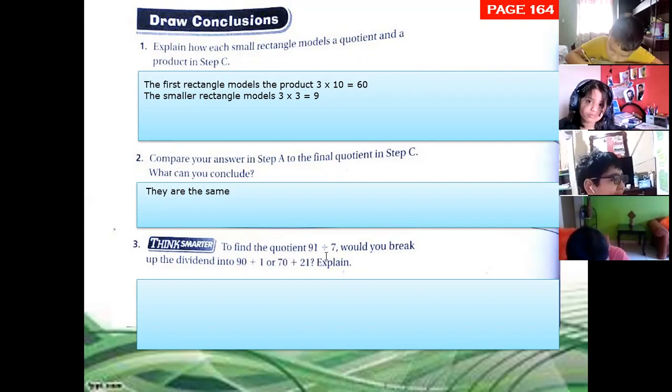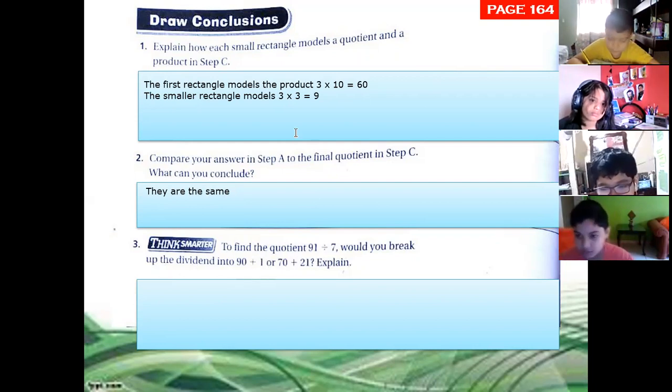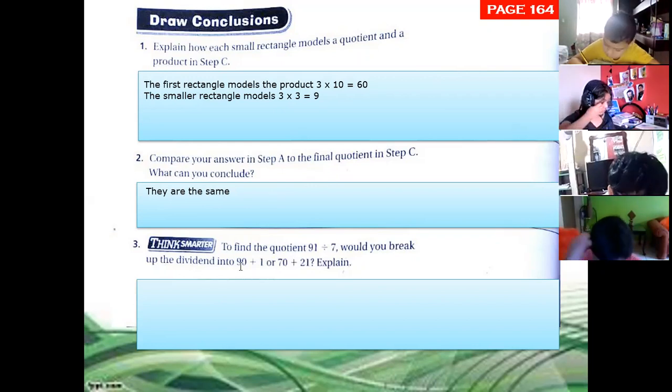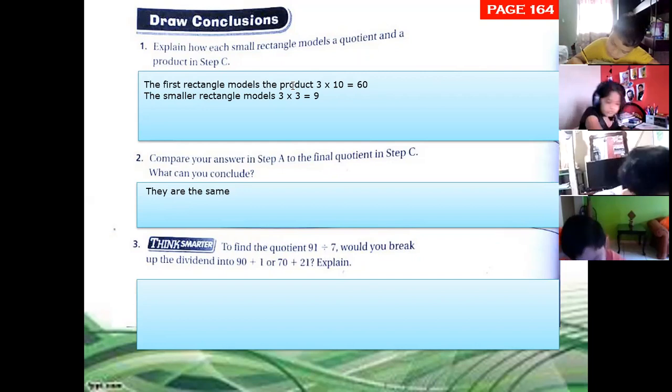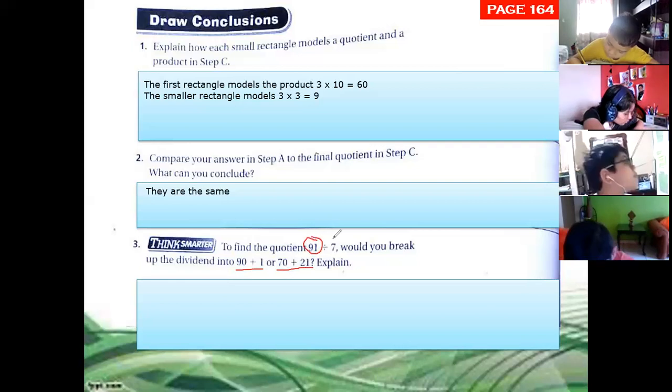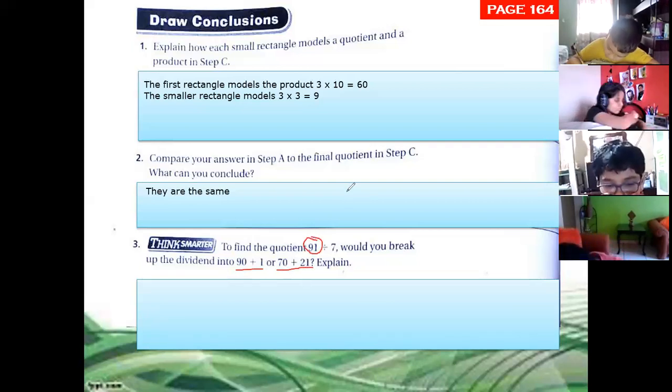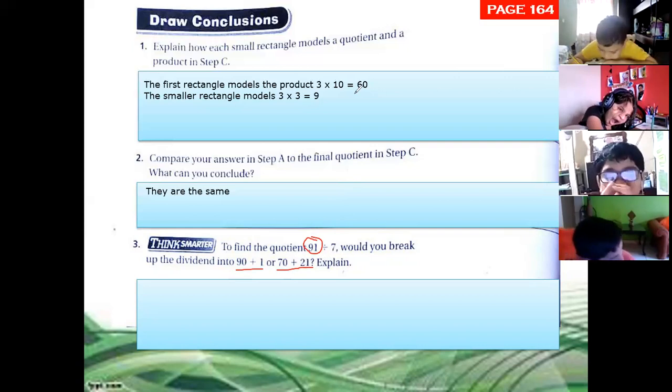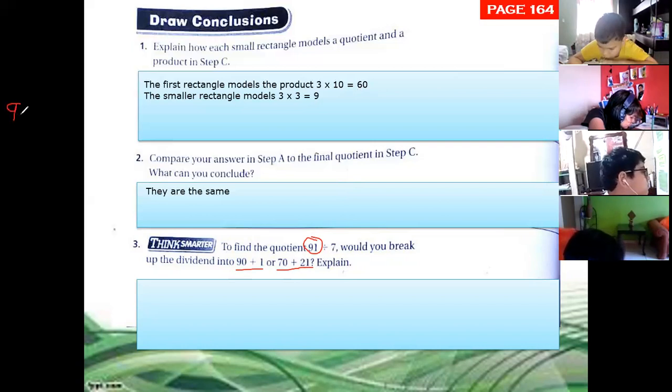To find the quotient 91 divided by 7, would you break up the dividend into 90 plus 1 or 70 plus 21? Which one do you think is the best option? 90 plus 1 or 70 plus 21? Because the problem is talking about breaking apart this number, 91 divided by 7. Which one do you think would be the best answer? You have to think about the divisions. Remember that you're going to divide.